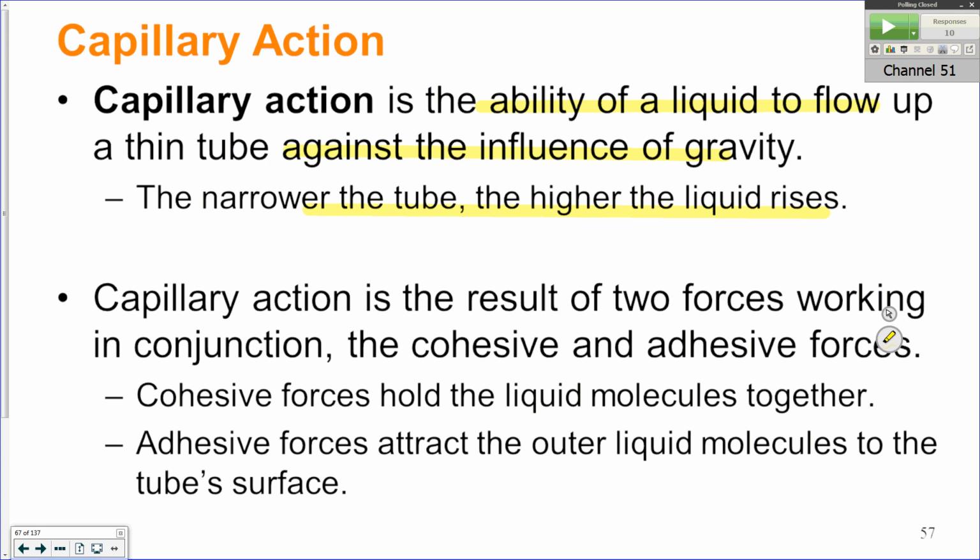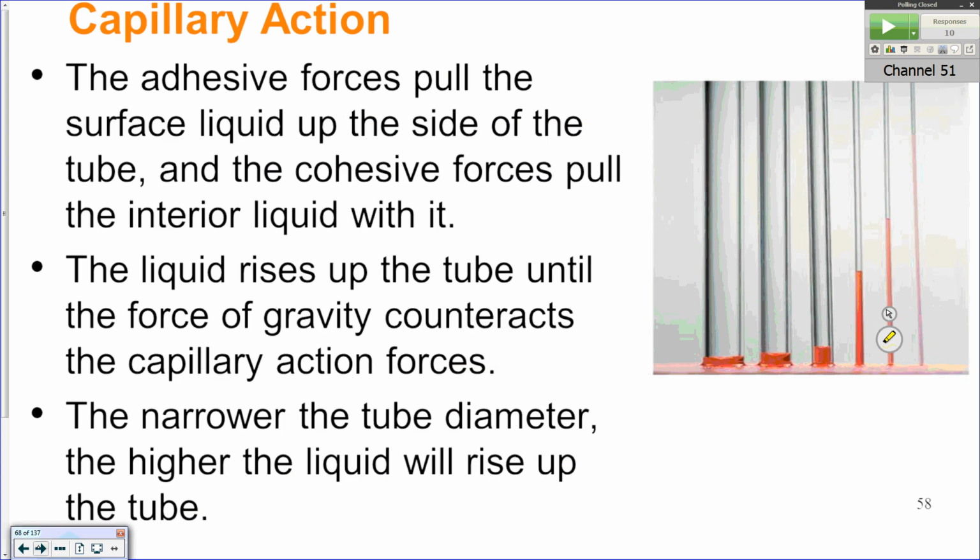There are two forces that are working in conjunction with one another, and those two forces are cohesion and adhesion. Cohesive forces are the forces that hold liquid molecules together. That's how much you like your like substances. Adhesion is the attractive forces between the liquid and the tube's surface. So how much does the liquid like the surface?